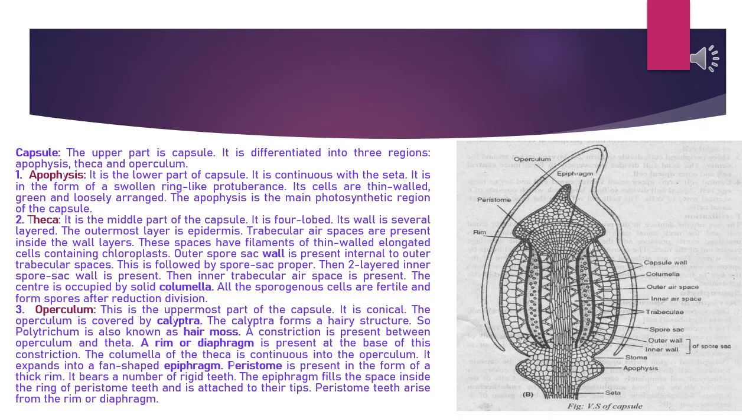The next part is the capsule. The capsule is differentiated into 3 regions: the lower part of the capsule is called the apophysis, the middle part is called the theca, and the upper part is called the operculum, as shown in this diagram.